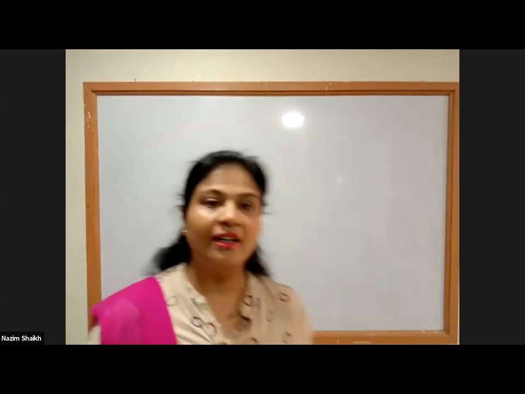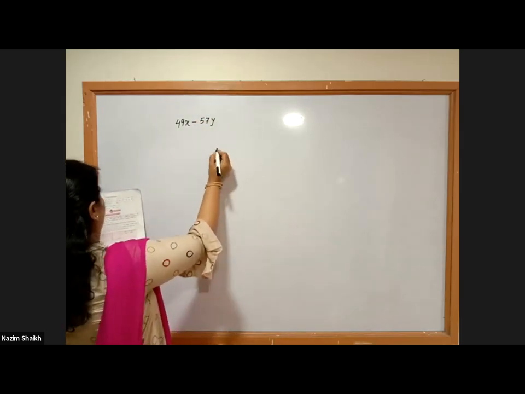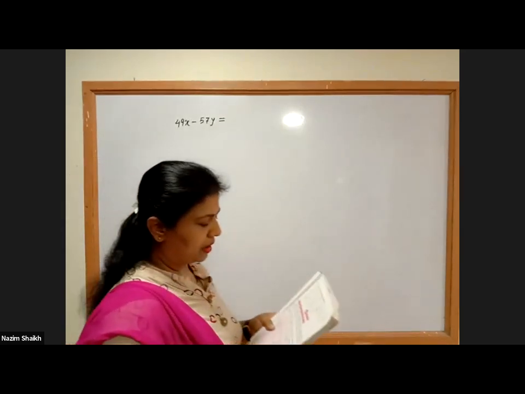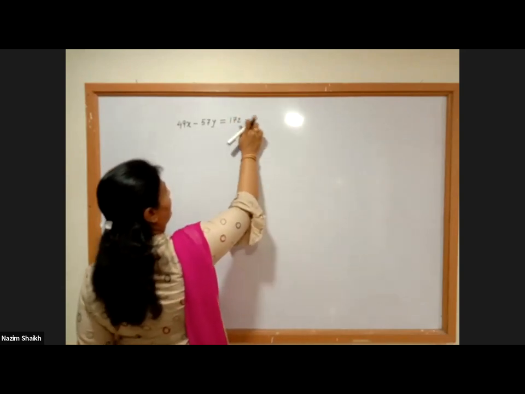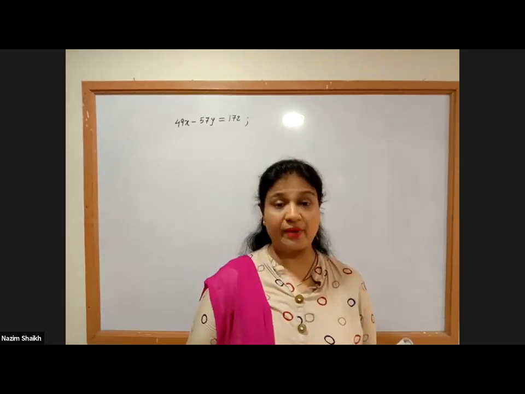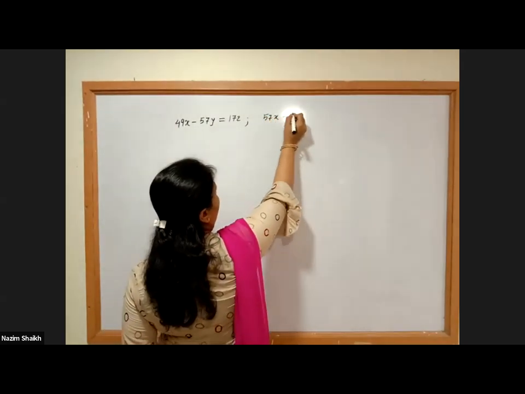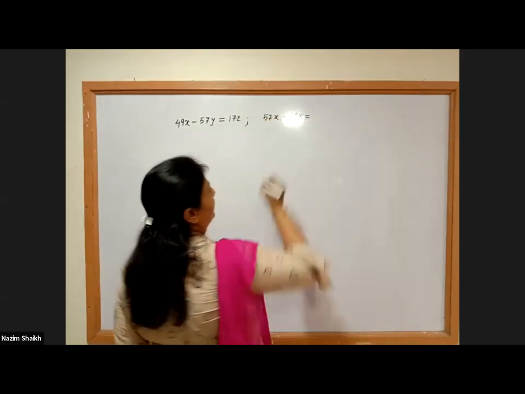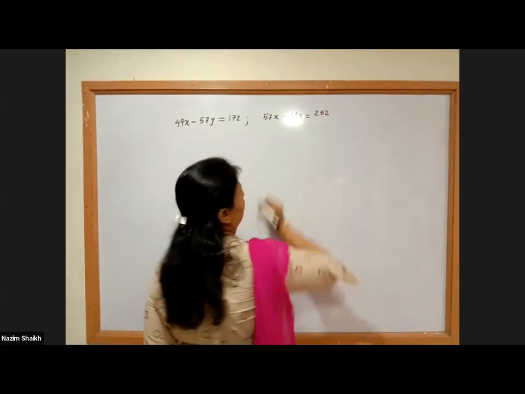The first equation is 49x minus 7y is equal to 172. And the second equation is 57x minus 49y is equal to 252.